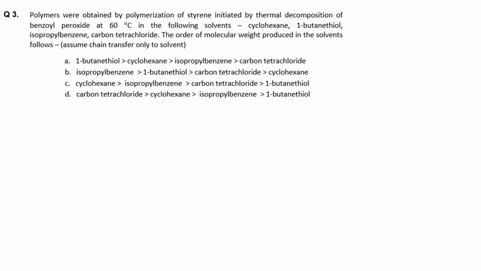Okay, let's discuss this. Whoever opted for option C is correct. Why? What is the structure of cyclohexane? This is the cyclohexane, right? And this is 1-butanethiol, and isopropyl benzene, right? Isopropyl benzene is this one.